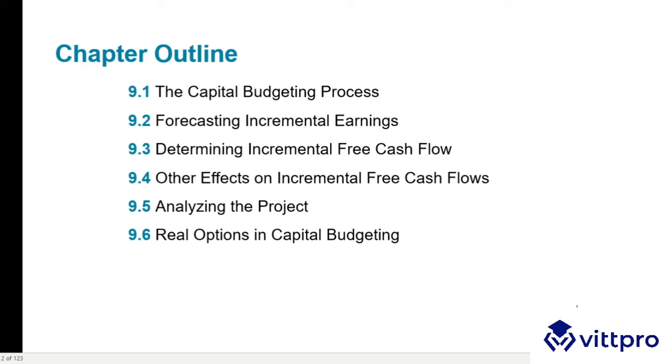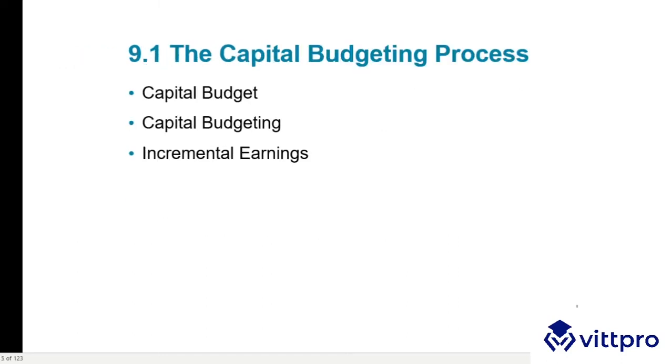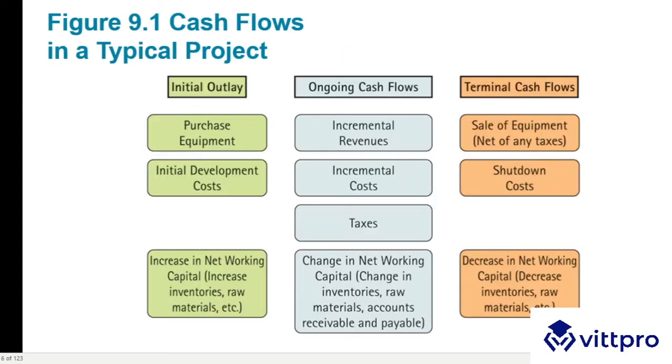So what we will be learning is the process of doing it, and how we forecast the incremental earnings, how we forecast the free cash flows, and also the analyzing of the project. In the capital budgeting process, normally you have to define a capital budget. There is an initial outlay, an initial expense. Normally it's project equipment or the initial development cost or increase in the working capital.